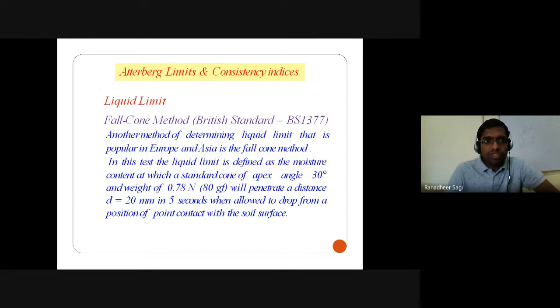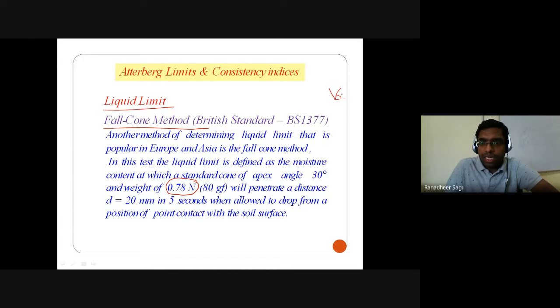Another method by which we can determine the liquid limit value is what is called the fall cone method, or falling cone method. In this method, we are going to have a standard cone which has a weight of 0.78 newtons, and the cone has some apex angle.